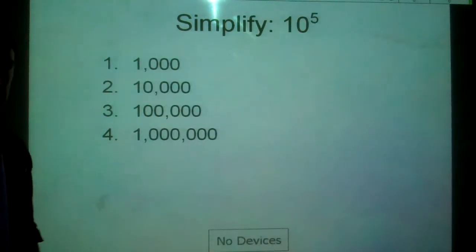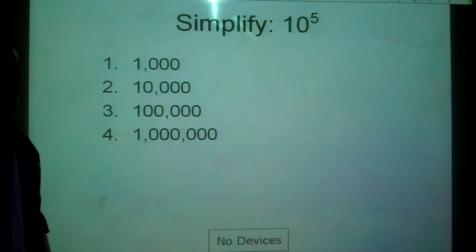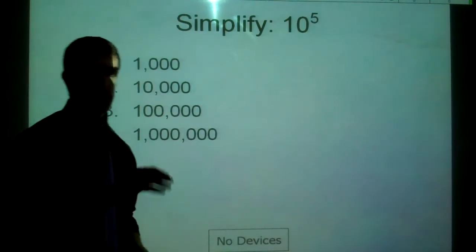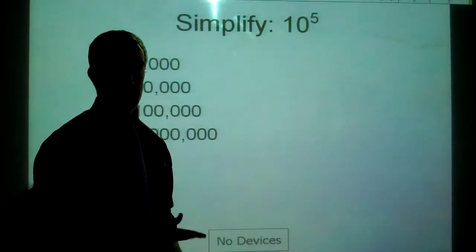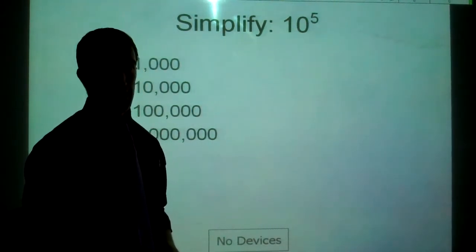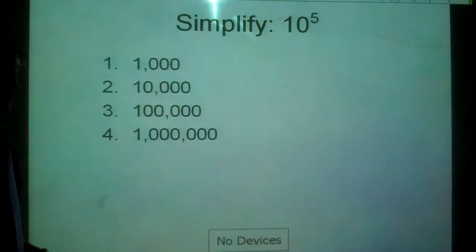Okay, now we've got: simplify 10 to the fifth power. Now that actually means 10 times 10, times 10, times 10, times 10, 5 times. This one actually has a shortcut.